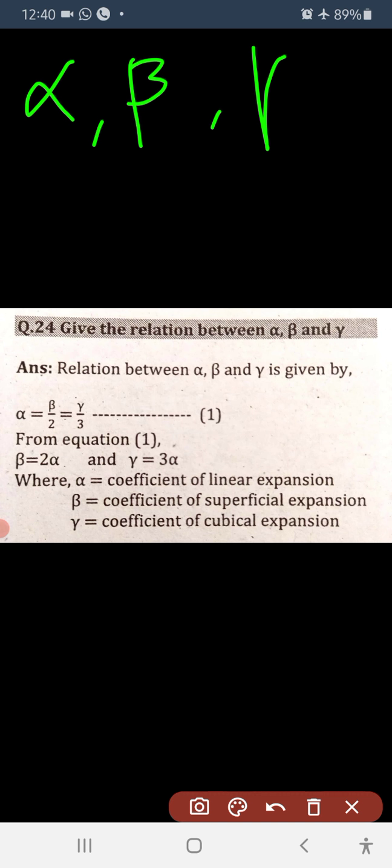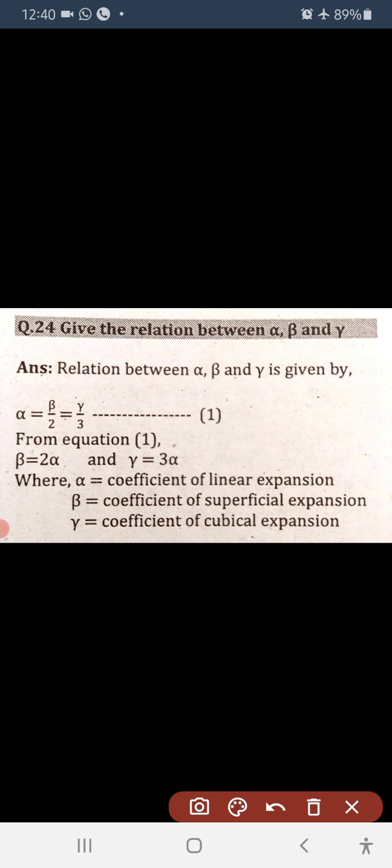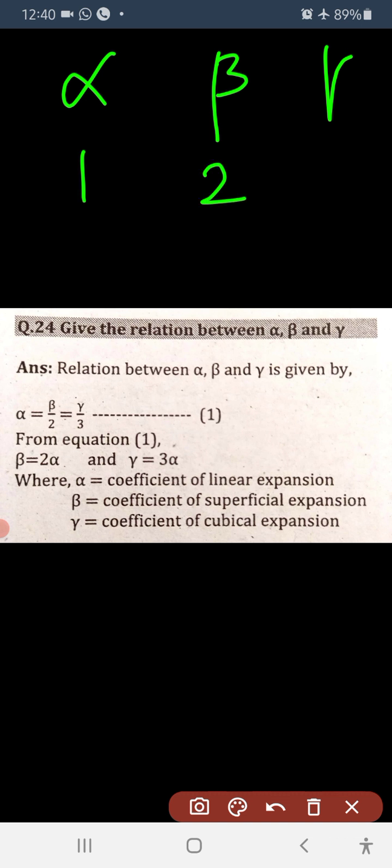There is one relation between alpha, beta and gamma. So it is very easy to remember how they are related with each other. Just write alpha, beta and gamma and just write 1, 2, 3. Then alpha divided by 1, beta divided by 2, gamma divided by 3. So alpha upon 1 is equal to beta upon 2 is equal to gamma upon 3. So very simple, this is the relation between alpha, beta and gamma.